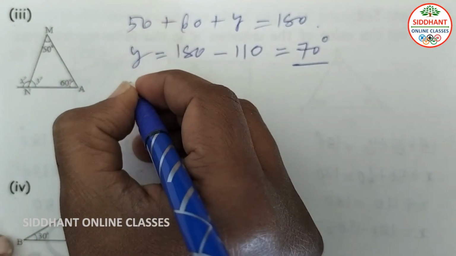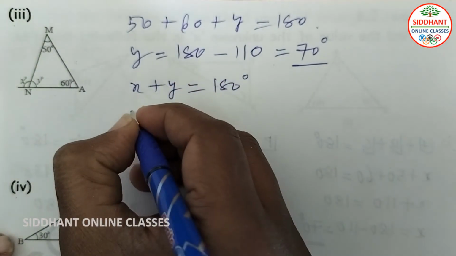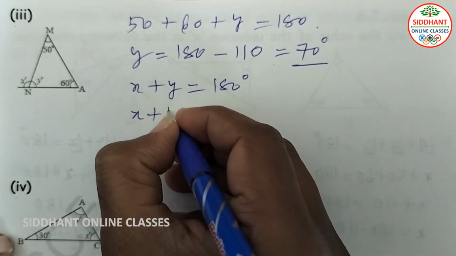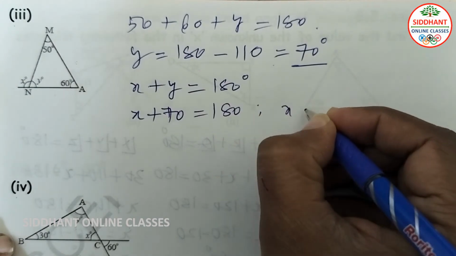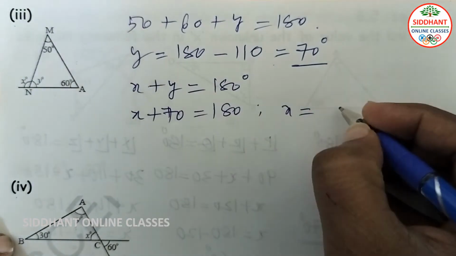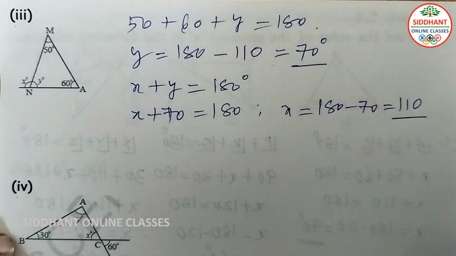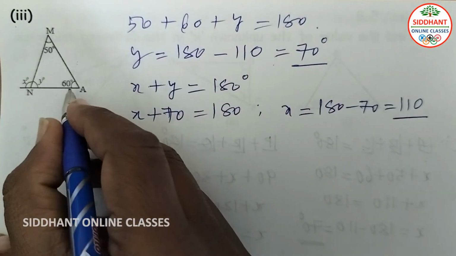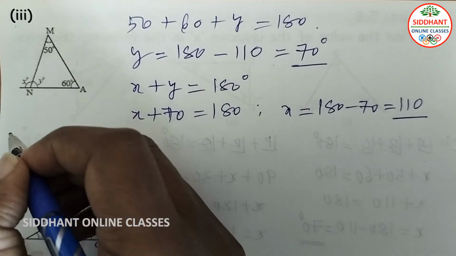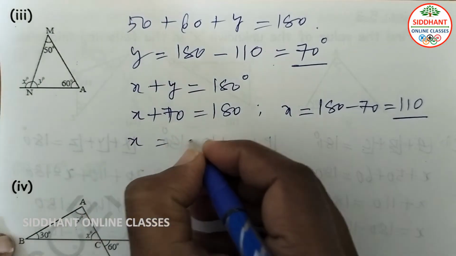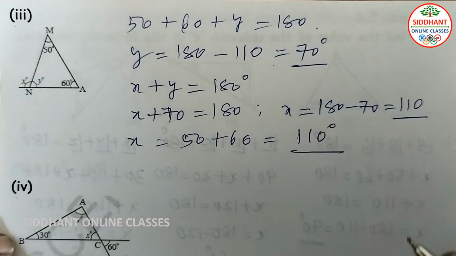And x plus y is a linear pair, x plus y, that equal to 180, and x plus 70, that equal to 180, and x equal to 180 minus 70, that equal to 110 here. And also we can find out like the sum of opposite angles is equal to exterior angle. That means x is equal to 50 plus 60, that is equal to 110 degree here.